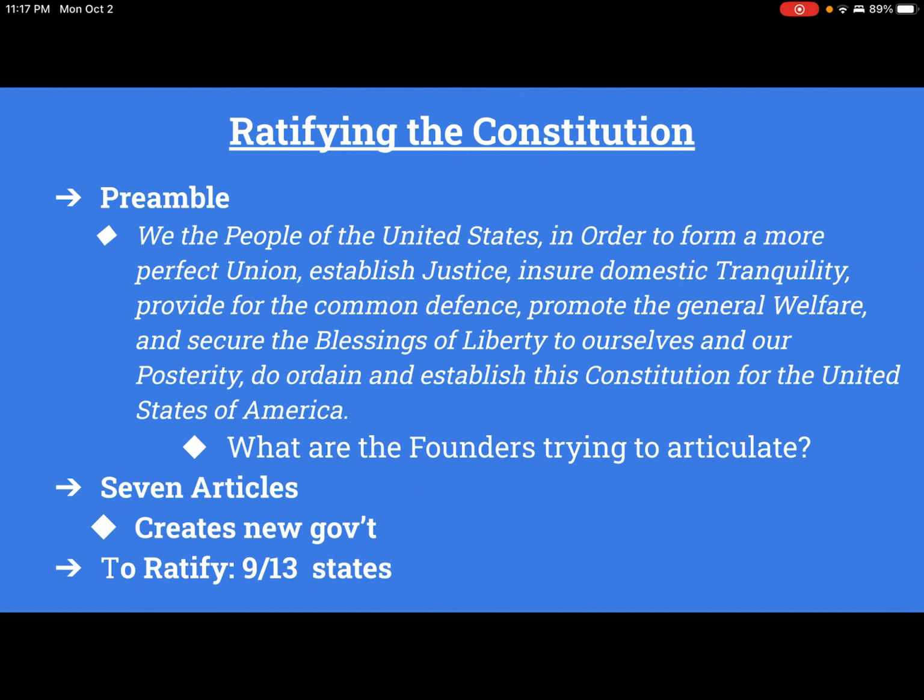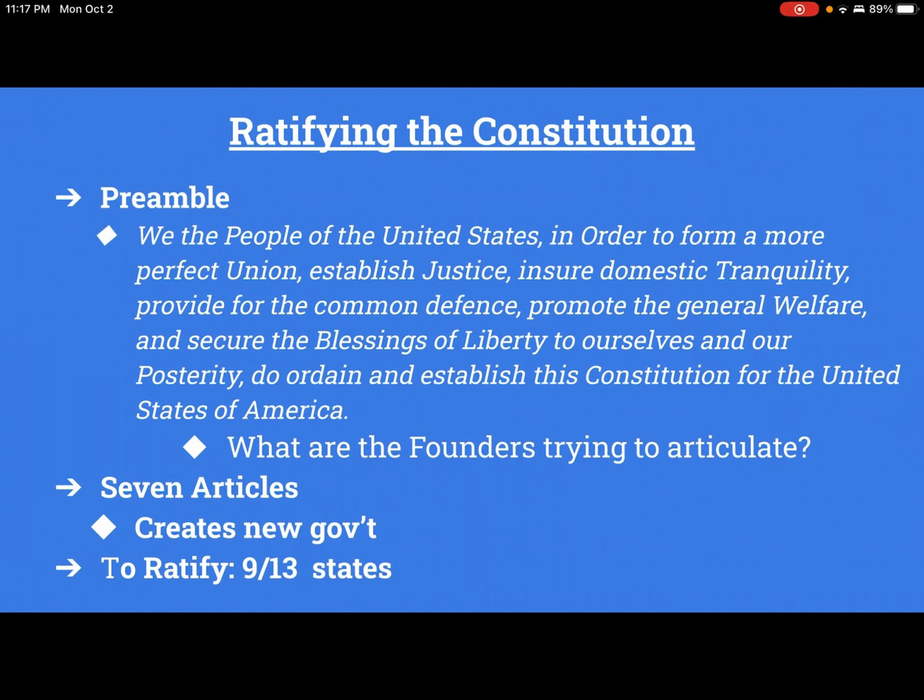And so ratifying the Constitution was a whole other process. They get it done, cross the T's and dot the I's. Now it's time to try to get the states on board with it. And so they had a process with that as well. And so the original Constitution had only 7 articles. In those 7 articles, it creates this new government. Article 1 is the legislative branch and everything that goes with it. Article 2 is the executive branch, everything that goes with it. Article 3 is the judicial branch. So it sets up this government.